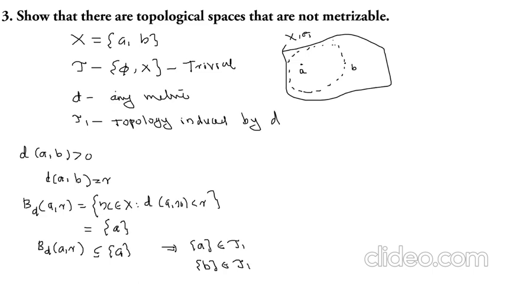But here we consider tau as the trivial topology, consisting of only two members, the empty set and the whole set. But tau1, the topology induced by D, consists of more than two members, that is the singleton set {A}, the singleton set {B}, the empty set and the whole set. Therefore we can say that tau is not equal to tau1. Therefore tau is not metrizable, or tau is not generated by a metric. Hence we can say that there are topological spaces that are not metrizable.